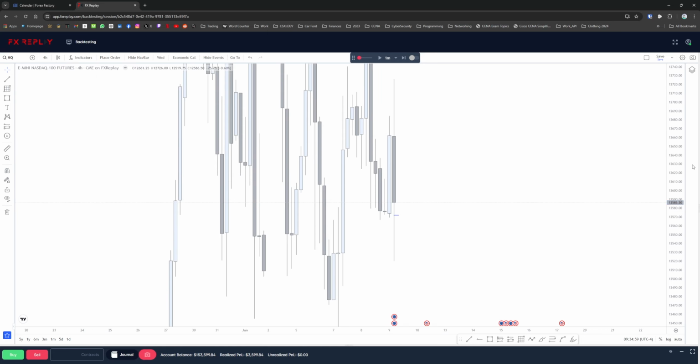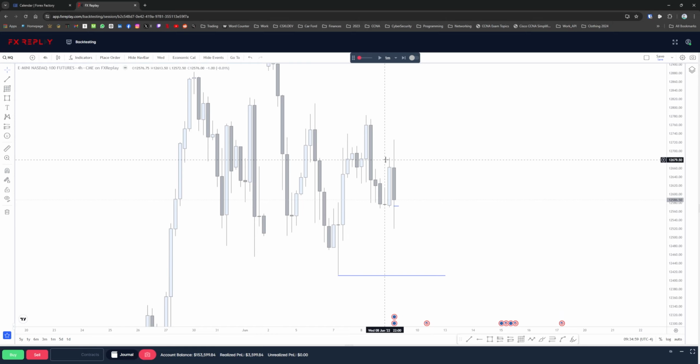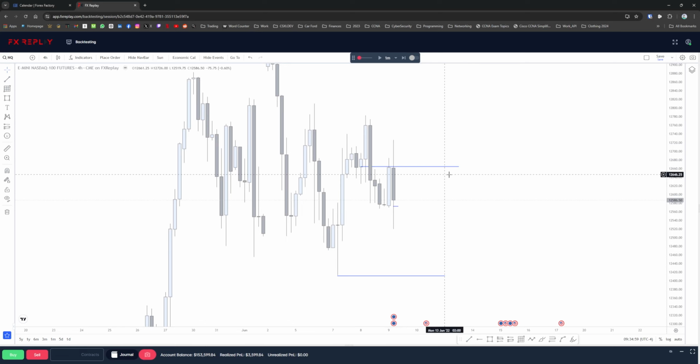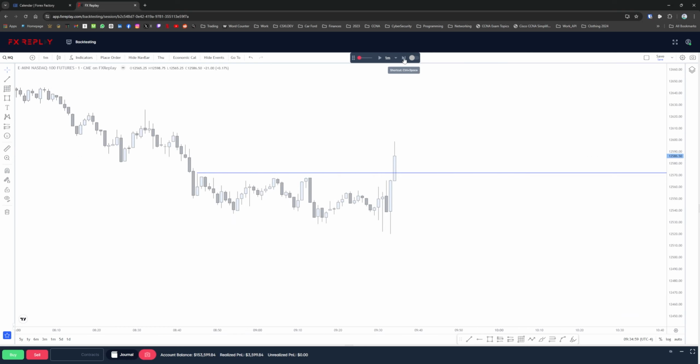I don't really have a bias for the 4 hour. Apart from that, you have an order block here. You have an order block there that we're respecting. So if I had to force a bias, it'd be bearish. That's just me. See what happens here.